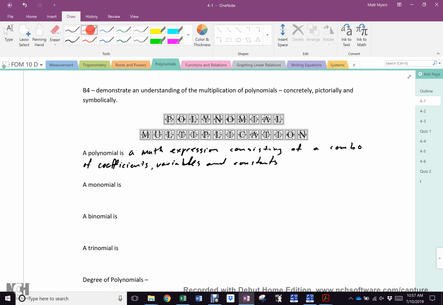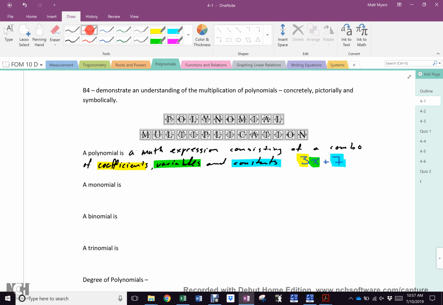Now, just to remind you of what all these things are. 3x plus 7. The coefficient is the 3. The variable is the x. The constant is the 7. There are some rules about polynomials, but they aren't incredibly important right now, so I'm not going to waste your time with it. For our intents and purposes, if something looks like that, it's a polynomial. Okay? Polynomial comes from the Greek words many numbers.